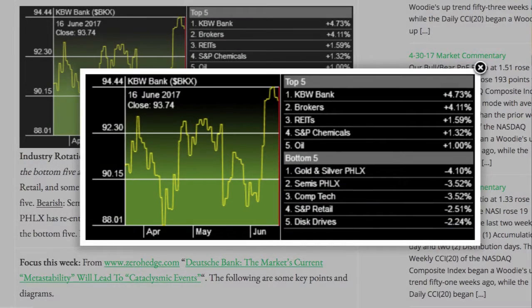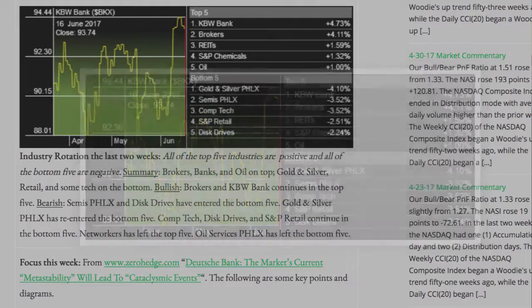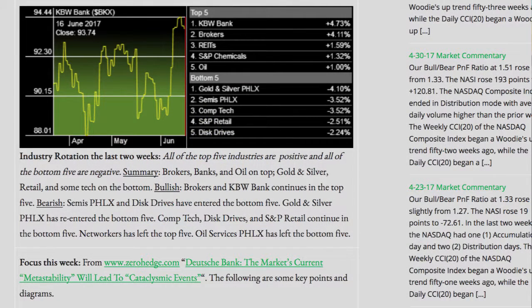Industry rotation the last 2 weeks. All of the top 5 industries are positive, and all of the bottom 5 are negative. Summary: brokers, banks, and oil on top, gold and silver, retail, and some tech on the bottom. Bullish, brokers and KBW Bank continues in the top 5. Bearish, semis and disk drives have entered the bottom 5.